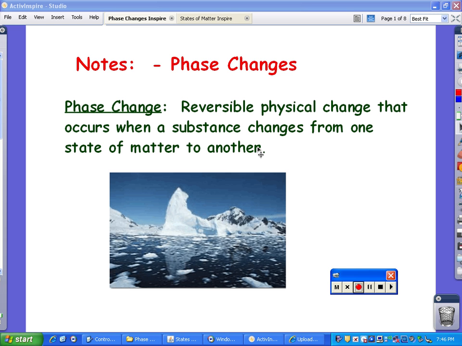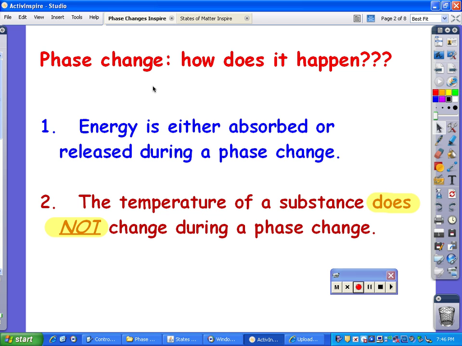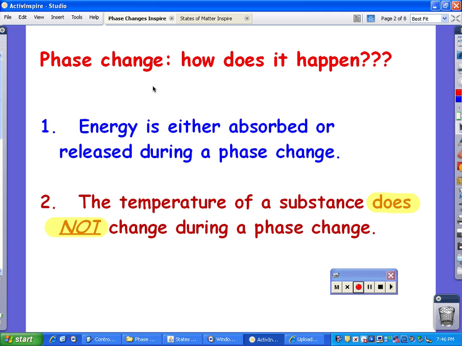It's basically when matter changes from one state to another, solid to liquid or liquid to gas, and so forth. So how does it happen? Well, it all comes down to the one big word, the E word: energy. Energy is either absorbed or released during a phase change. When I say absorbed, I mean taken in, or energy is given off or released. We'll get to the different phase changes in particular, and I'll discuss when energy is absorbed or released.